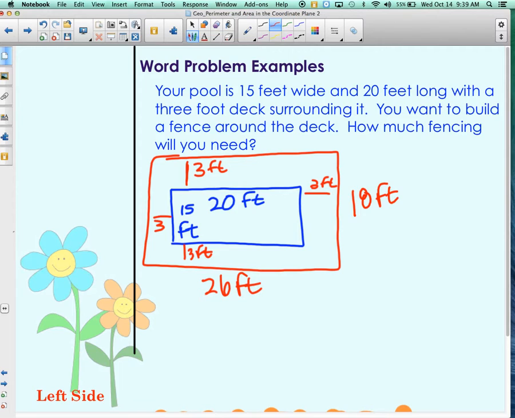How much fencing will you need? Now, is the question asking for perimeter or area? It is asking for perimeter, because we're doing fencing, right? So how do I find the perimeter of this giant rectangle? That would be 2 times 26 and 2 times 18, because you've got two sides that are 18 feet.